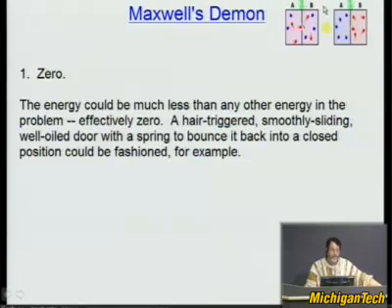Drum roll, please. It's 0. How can anything be 0? Well, as you know, my definition of 0 is something that's so small, it's smaller than every other thing in the problem, so it's effectively 0. A hair-triggered, smoothly sliding, well-oiled door with a spring to bounce it back into a closed position could be fashioned, for example. That would need just a minuscule amount of energy to open and close it. So the amount of energy opening and closing the door isn't important. This is one of my things when I was learning Maxwell's demon, thinking, oh, how come no one ever talks about opening and closing the door? So after thinking about it, this is what I believe to be the case.